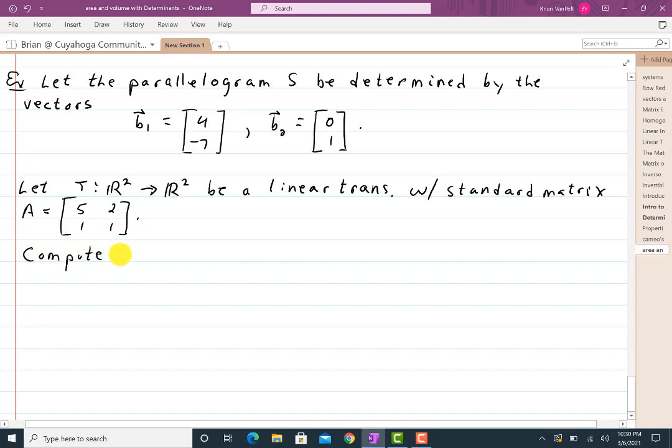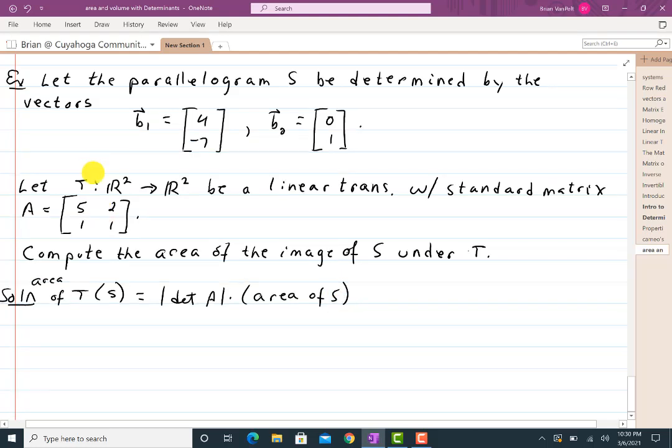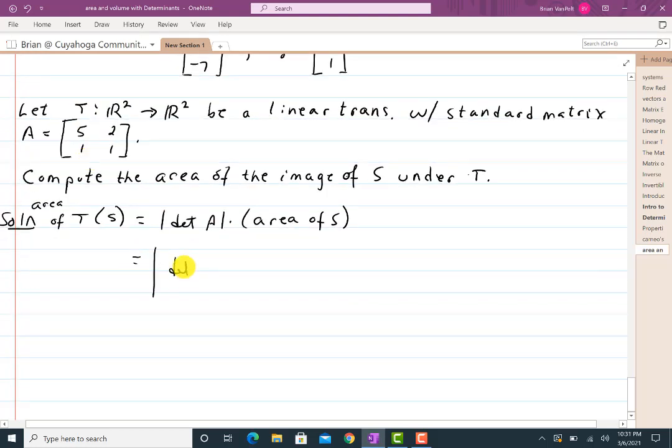Compute the area of the image of S under T. So for my solution, the area of T of S, that's the thing they're looking for, is the determinant of A times the area of S. And well, let's throw these things in here. Let's go ahead and put it in.